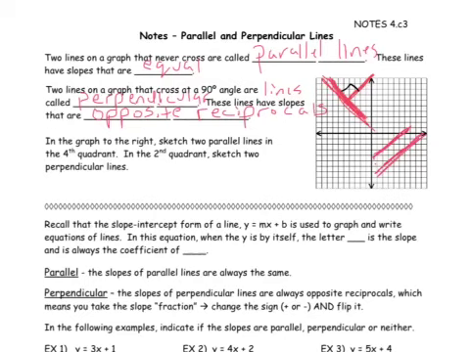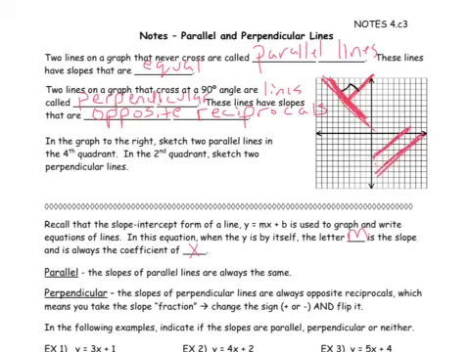Okay. Alright, recall that the slope-intercept form of a line, y equals mx plus b, is used to graph and write equations of lines. In this equation, when the y is by itself, the letter m is the slope and is always the coefficient of x. That means it's the number that comes in front of x. Okay, parallel. The slopes of parallel lines are always the same.